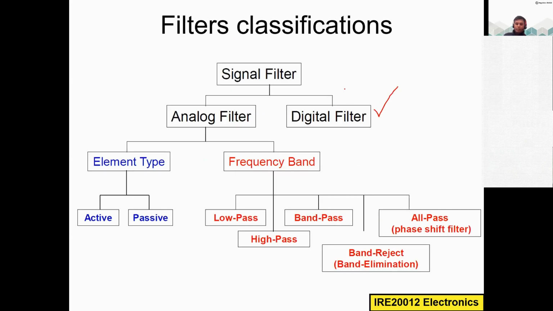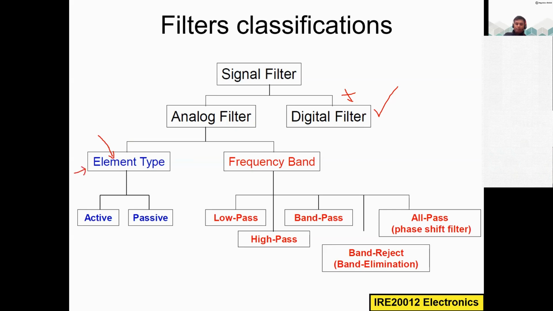Okay, so this is not our focus here in this course. So we will talk about only analog filters. Analog filters can be classified into two major types, which are element type and frequency band. Element type means what kind of devices, electronic components, you are using to implement the circuit. Based on that, you can classify them into two types.